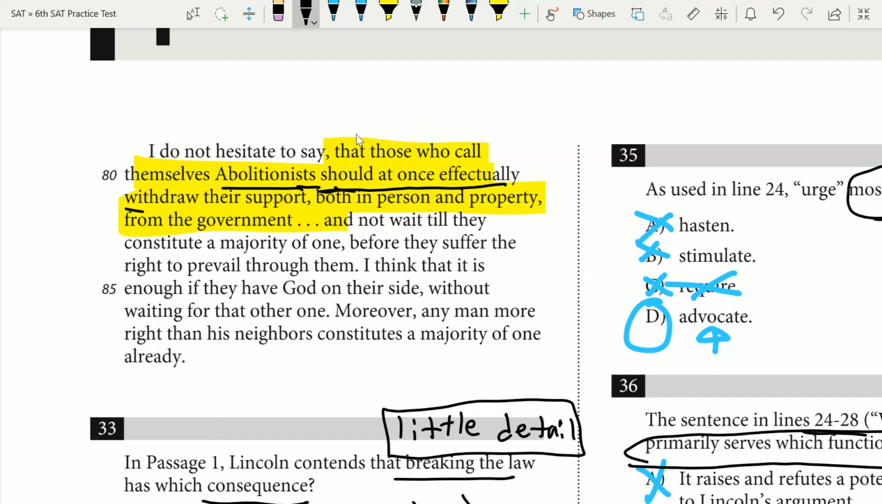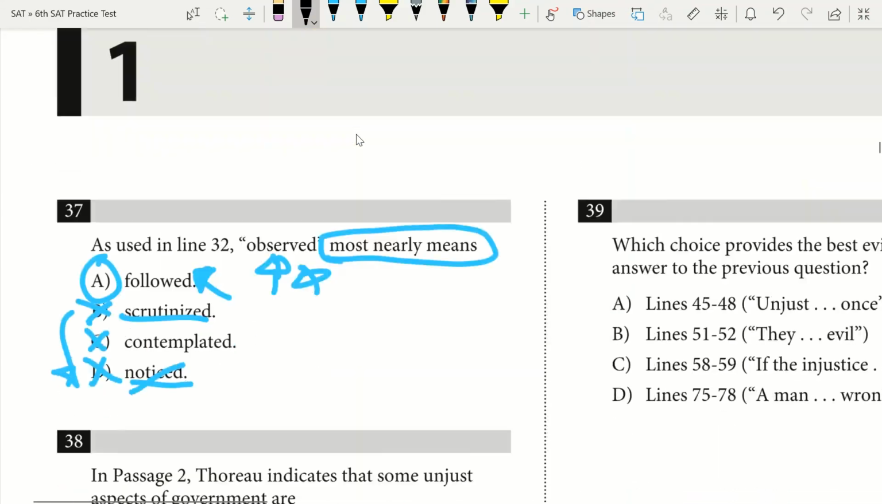All right, "at once effectually withdraw their support." Okay, so once again, he's making a counterclaim to Lincoln. Lincoln was saying obey all laws. He's saying abolitionists, go ahead, withdraw your support because it's what you believe and you don't have time to wait for those laws. "Both in person and in property, from the government." All right, at that point, we can get into passage 2.